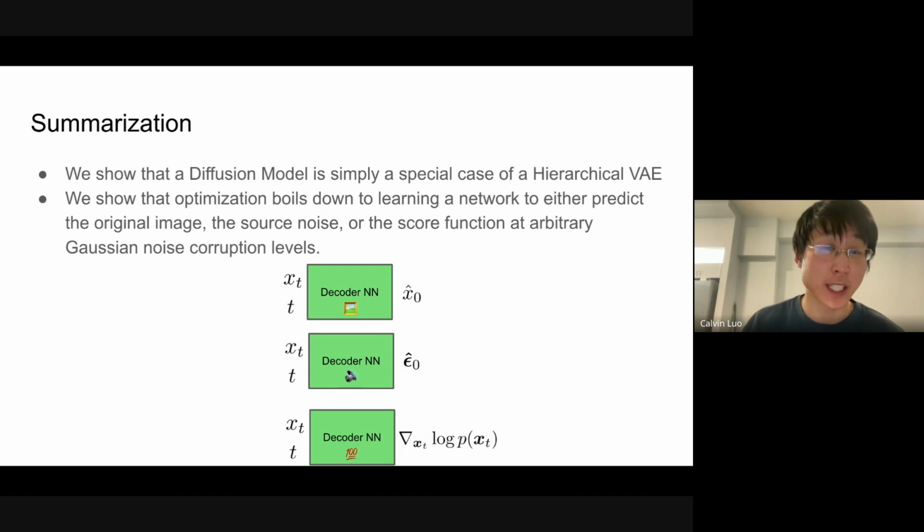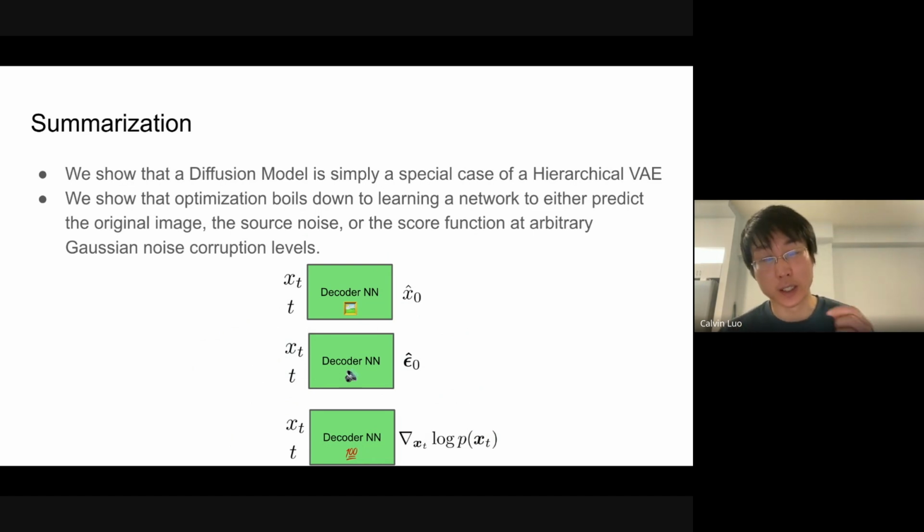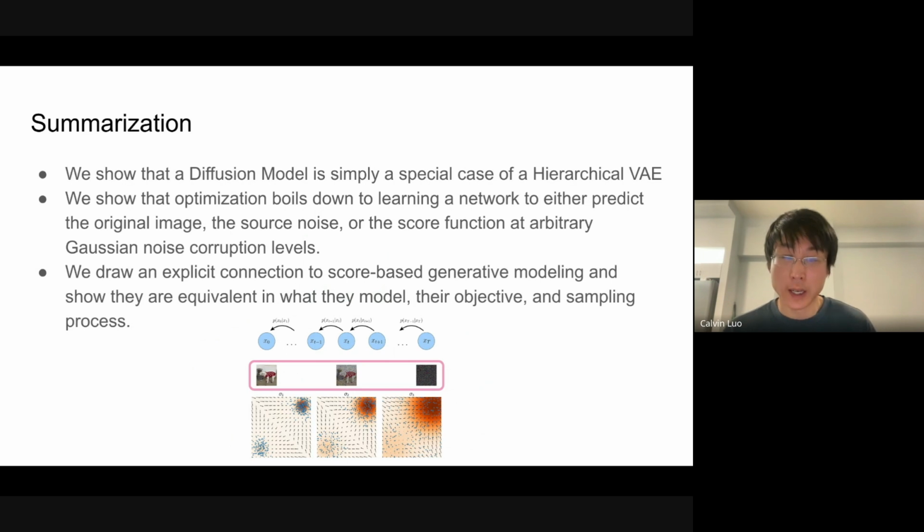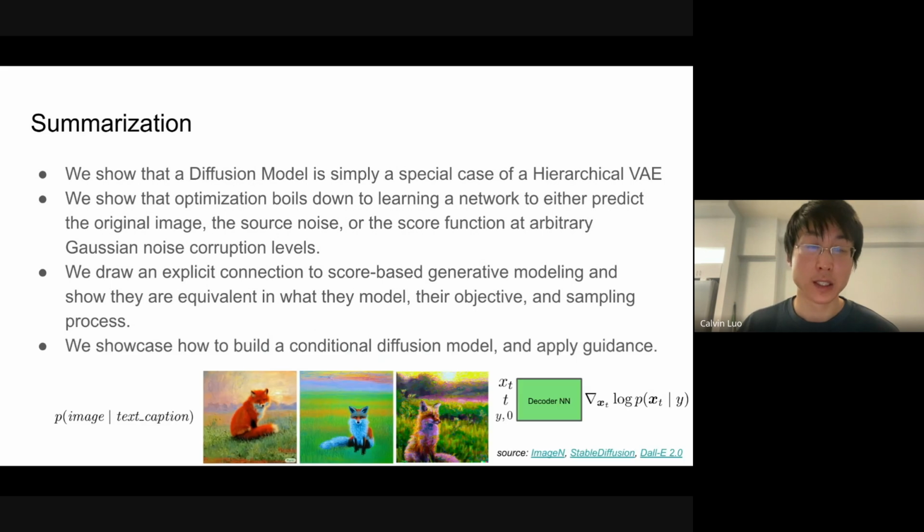We also showed the optimization training objective can boil down to learning a network to either predict the original image, the source noise, or the score function at arbitrary Gaussian noise corruption levels. And we also draw an explicit connection to score-based generative modeling and show that they are equivalent in what they model, right, their objective, as well as their sampling procedure. Right? And lastly, we showcase how to build a conditional diffusion model, like how to build a good conditional score estimate and apply guidance.